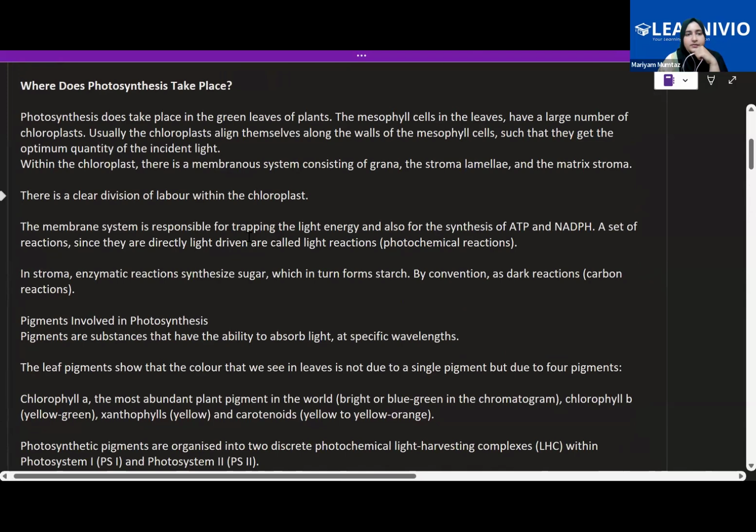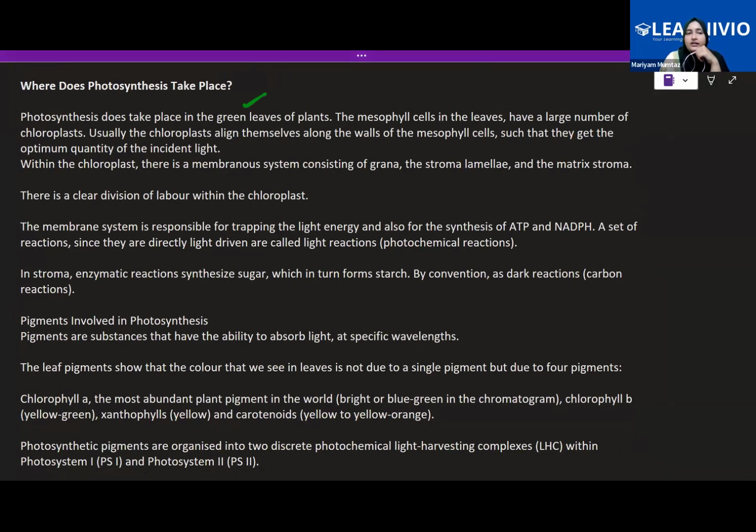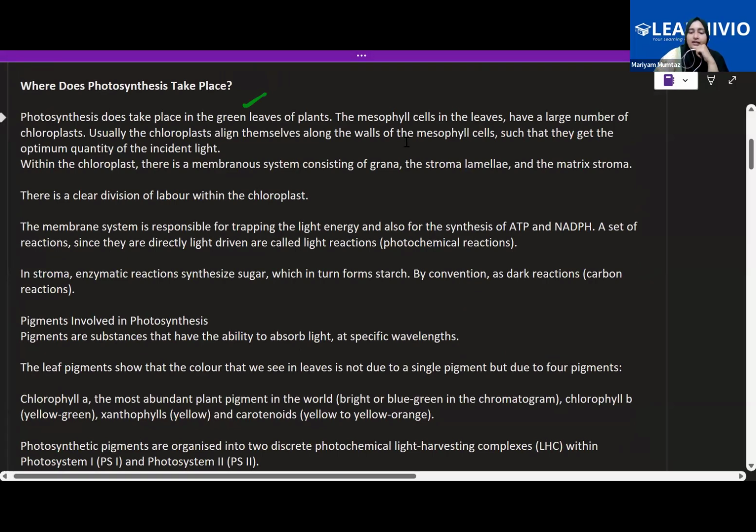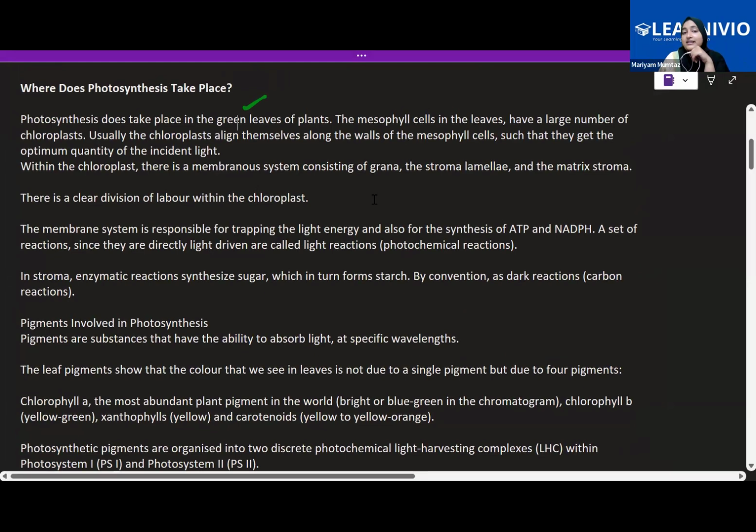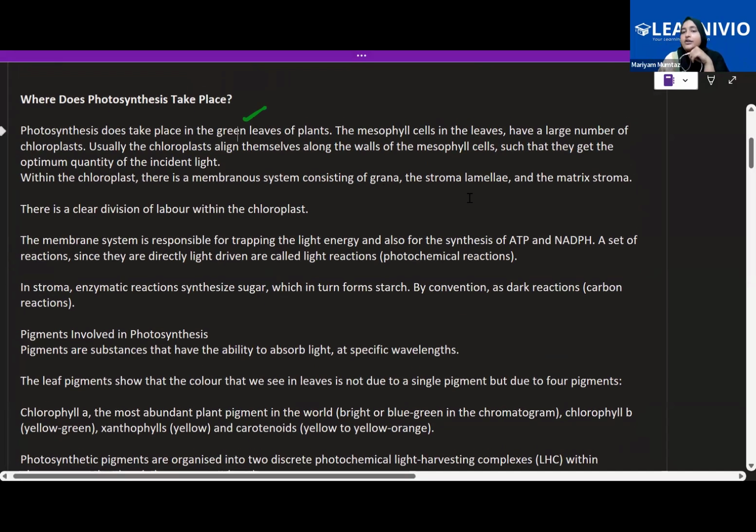So we were talking about this particular process. Photosynthesis takes place in the green leaves of the plant. The mesophyll cells in the leaves have a great number of chloroplasts. And the chloroplasts align themselves along the wall of the mesophyll cells so that they can get as much light as possible. Now, you know already that inside the chloroplast, there is a membranous system that has grana, stroma lamellae, and the matrix of the chloroplast called the stroma.